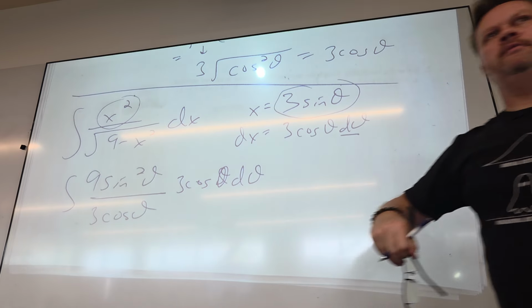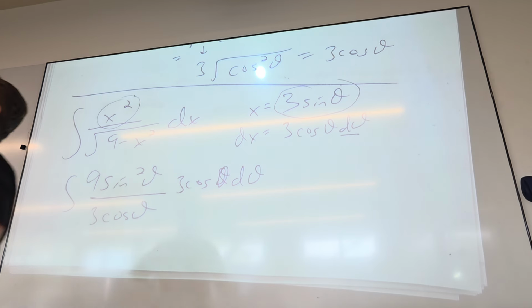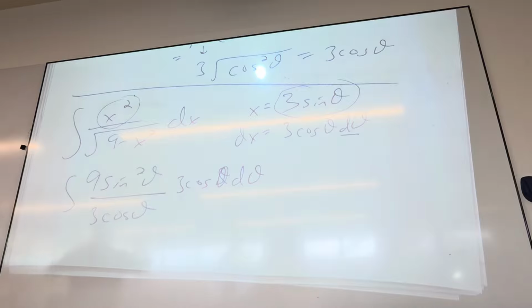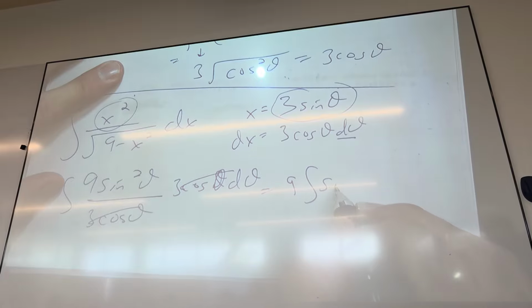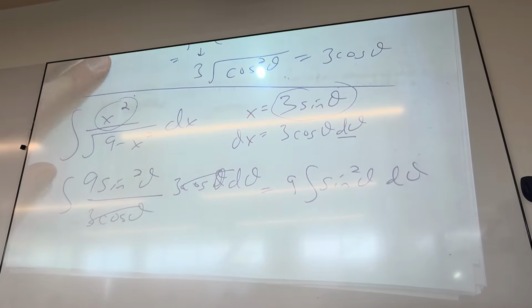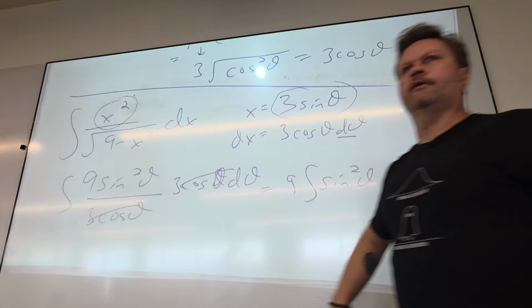What do you notice immediately? The cosines cancel out. The 3 cosine thetas cancel. So normally some stuff is going to cancel. And then I can take my 9 out, and then I've got a very standard thing here.